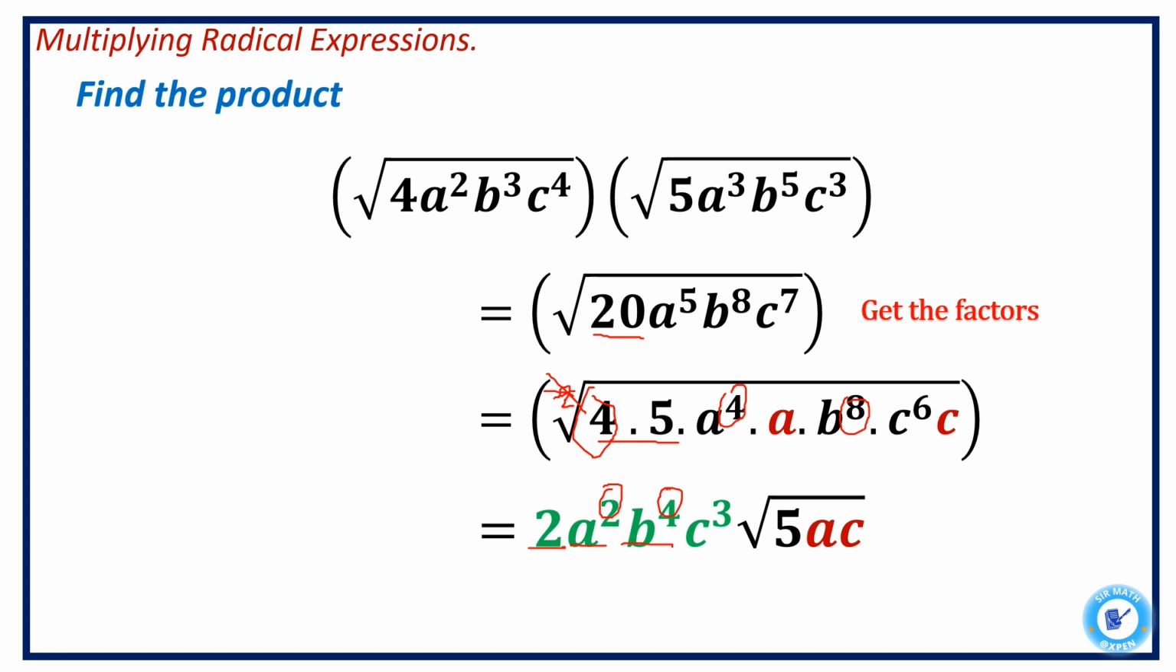Bring down b. Next is to find c. 6 divided by 2, that's equal to 3. Bring down c. So the remaining a, b, and c cancel out. Then write the remaining radicand inside the radical symbol. So for our final answer, that's equal to 2a squared b to the fourth c cubed times the square root of 5ac.